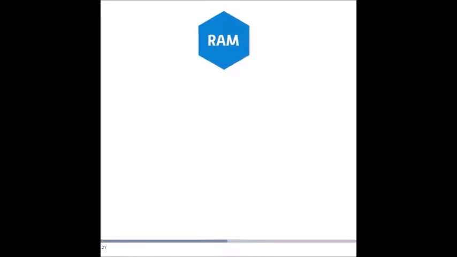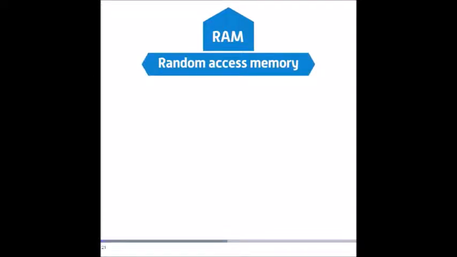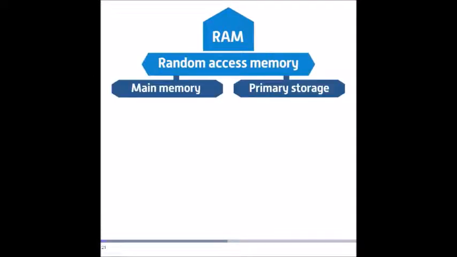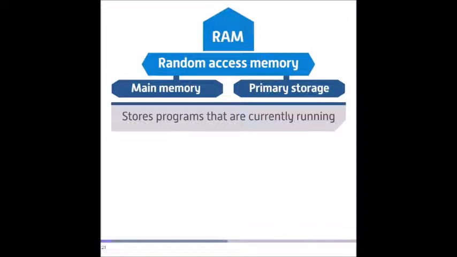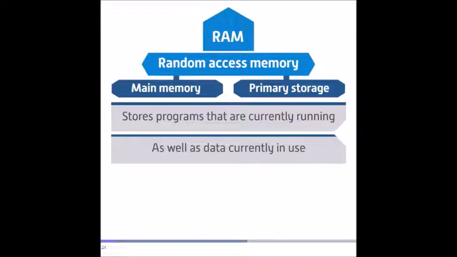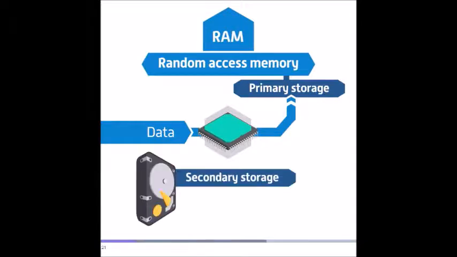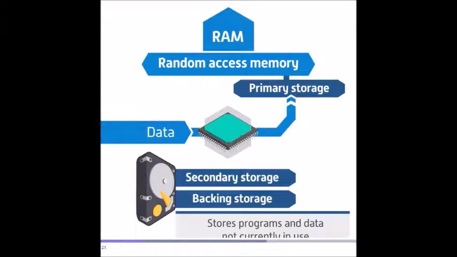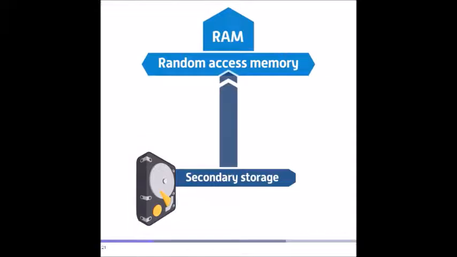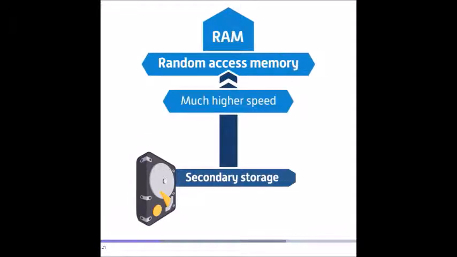RAM stands for Random Access Memory, which is also known as main memory or primary storage. RAM is used to store programs that are currently running as well as data that is currently in use. RAM is known as primary storage simply because that's where data goes to first when it leaves the processor. There is also secondary storage, known too as backing storage, which stores programs and data not currently in use. Programs and data are loaded from secondary storage into RAM, because RAM is much higher speed than secondary storage.